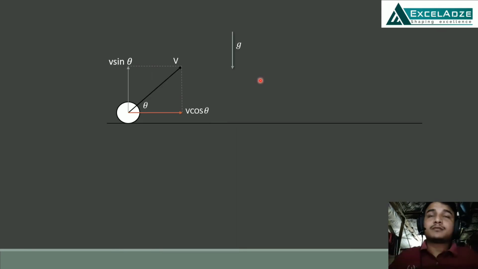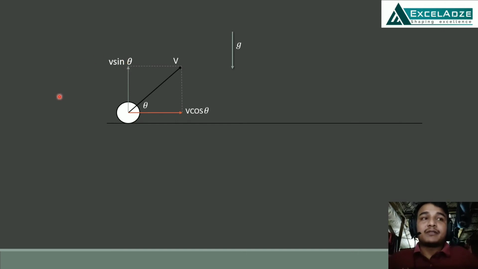Let's see how. Let's take this scenario. We have a gravitational force towards the surface of the earth, and we have taken the acceleration due to gravity as g. Okay, the ball has a velocity v at an angle theta from the surface. So we have divided this into components as v cos theta in the horizontal direction and v sin theta in the vertical direction.